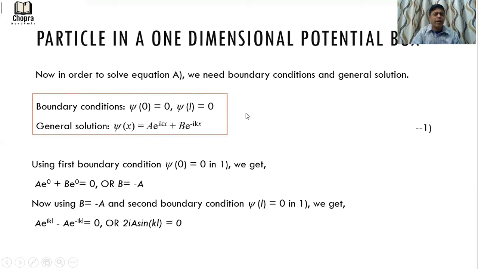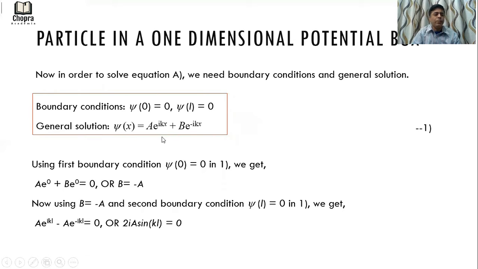So in our case, the boundary conditions are psi at x equal to 0 should be 0 and psi at x equal to L should be 0 again. And the general solution is a linear combination of e to the power ikx and e to the power minus ikx. So it is a e to the power ikx plus b e to the power minus ikx.